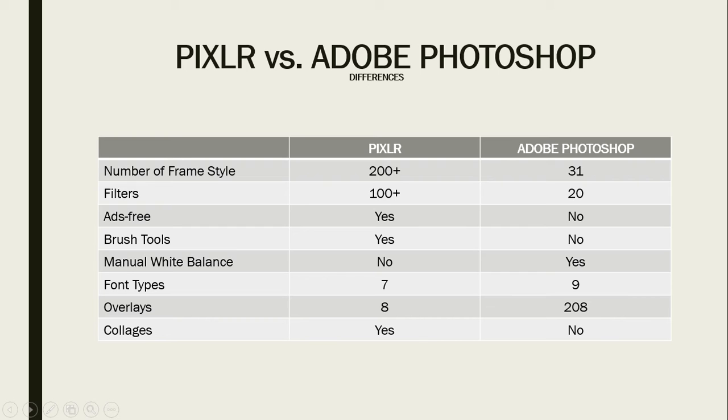Pixlr also has brush tools while Adobe Photoshop has none. Pixlr does not have manual white balance while Adobe Photoshop has. Pixlr has 7 fonts while Adobe Photoshop has 9. Pixlr has only 8 overlays while Adobe Photoshop has 208. And lastly, Pixlr has collage while Adobe Photoshop doesn't have that kind of feature.